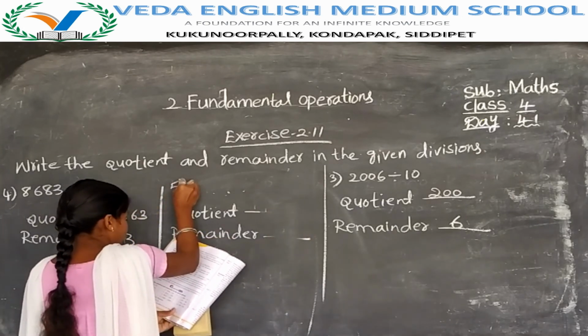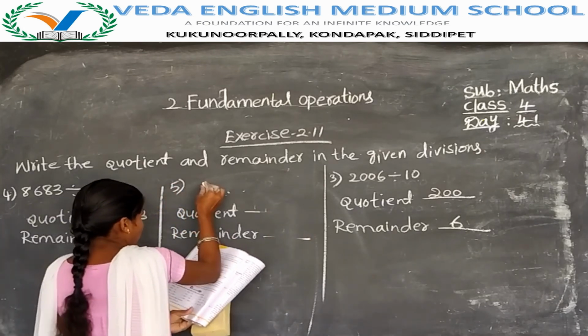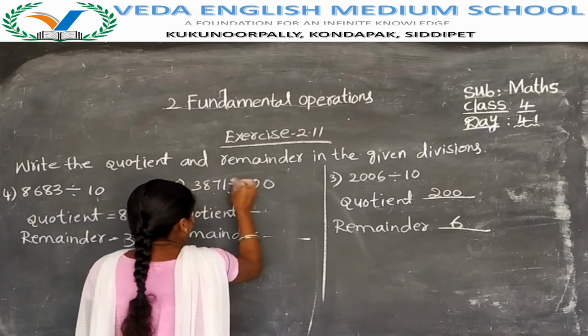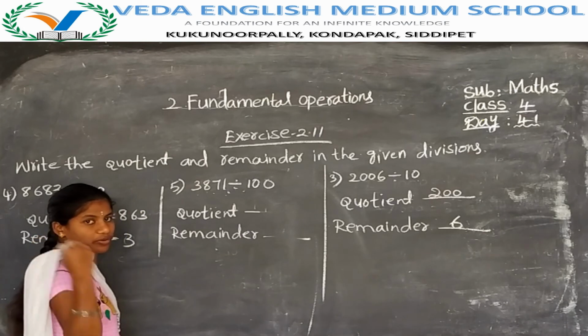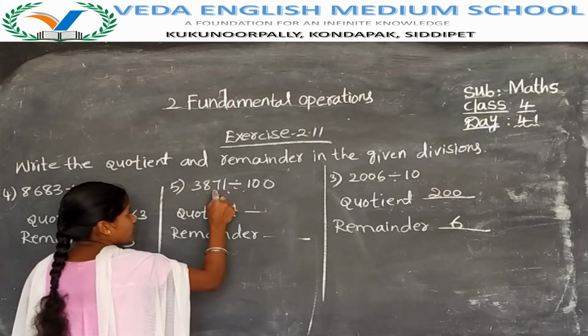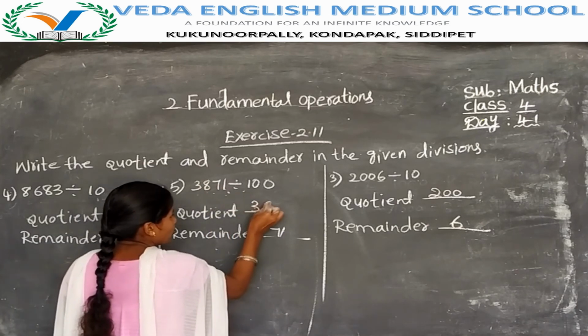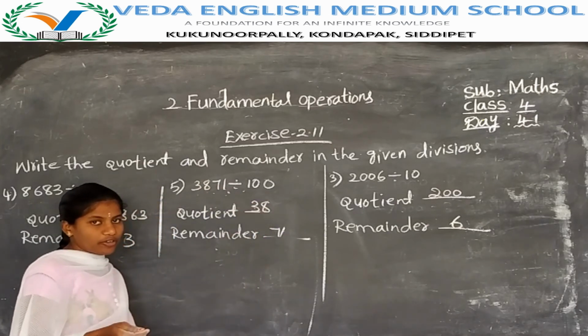Fifth question. 3871 divided by 100. In 100 we have two zeros. So what we have to do? From the right side, first two digits, 71, is the remainder and 38 is quotient. Based on the zeros, we have to move.